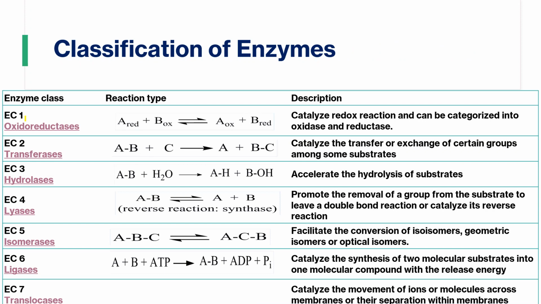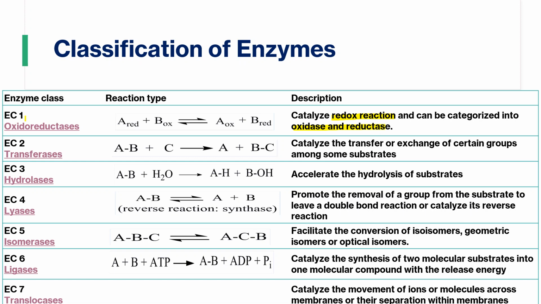And this is the example of which type of chemical reaction they perform. Up to this one we have already seen in my previous video, where we talked about the basics of the enzymes. So class 1 enzymes, which is oxidoreductase, normally perform the redox reaction, that is oxidation reduction reactions, and it can be categorized as oxidase and reductase, where when two molecules react together, one molecule will be oxidized, another will be reduced.